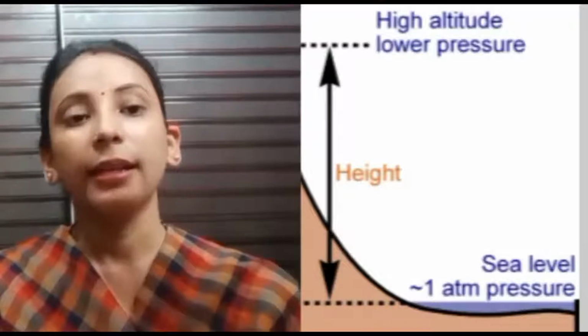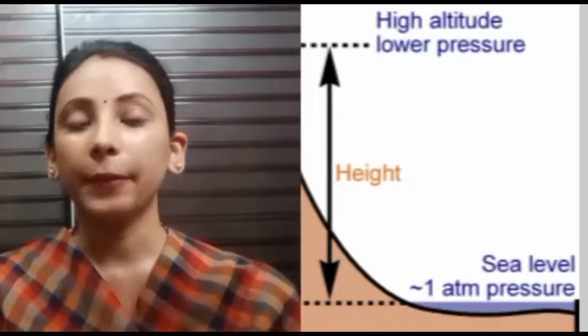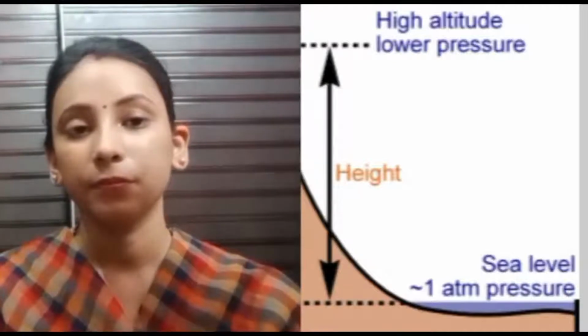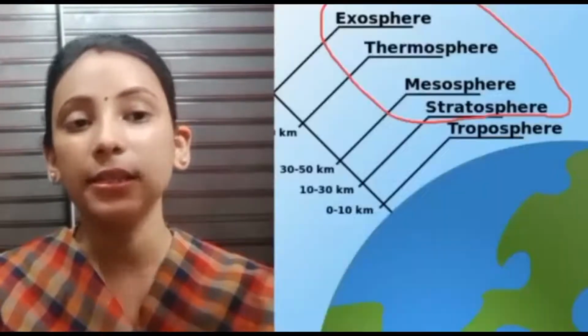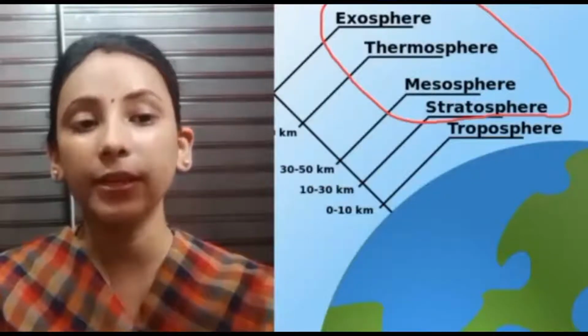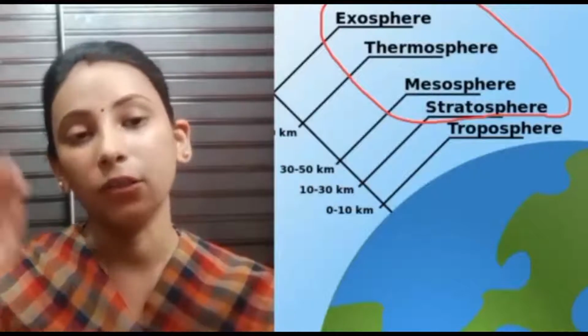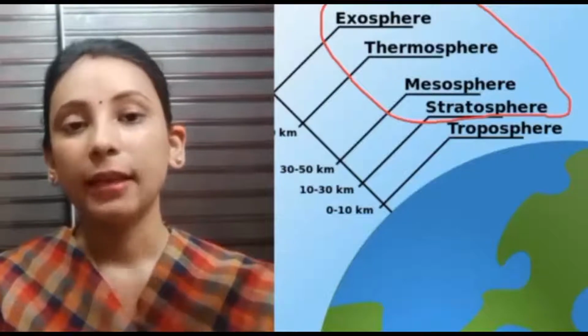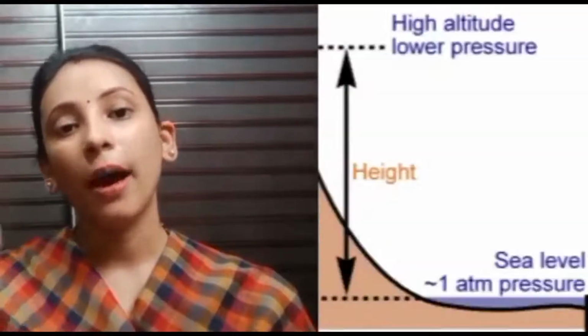Now children, can you tell me which layer of atmosphere carries maximum pressure? Yes, it is troposphere. And atmospheric pressure decreases as we move higher. So you must have seen mountaineers carrying the oxygen cylinder with them as they go to the high altitude. The reason is air pressure decreases as we go high.